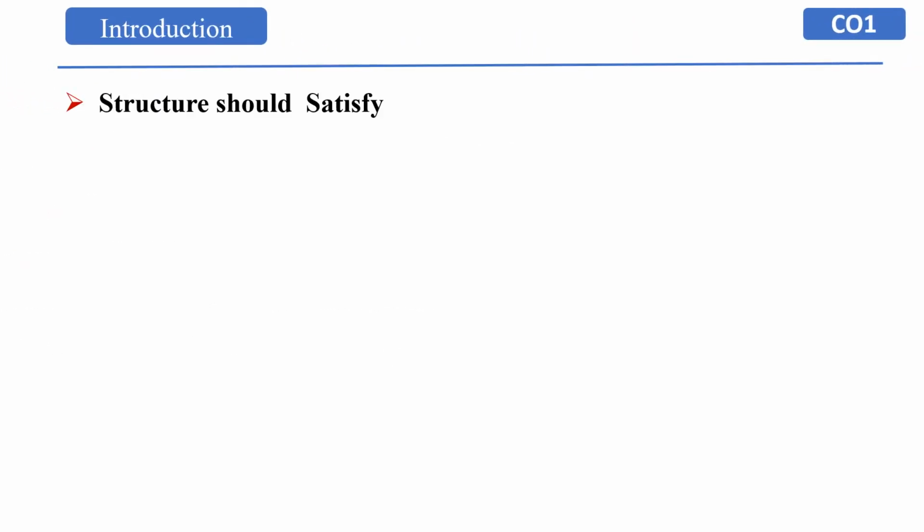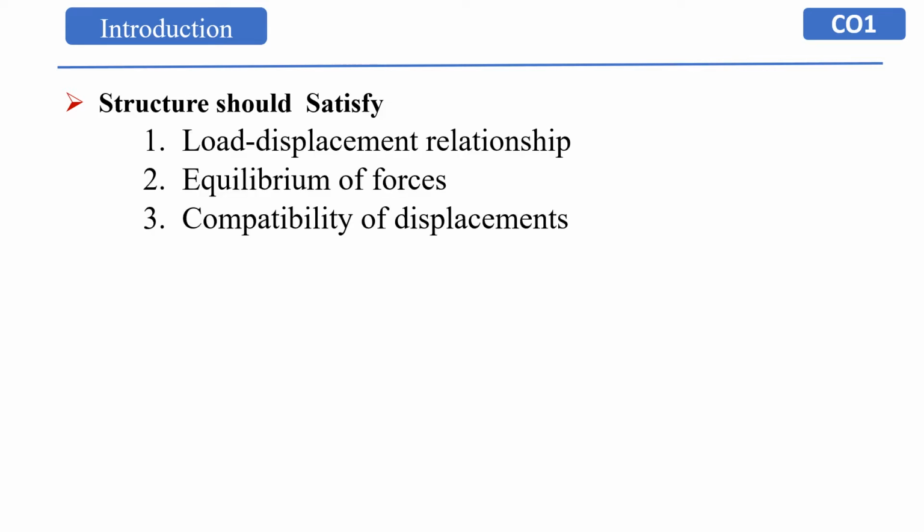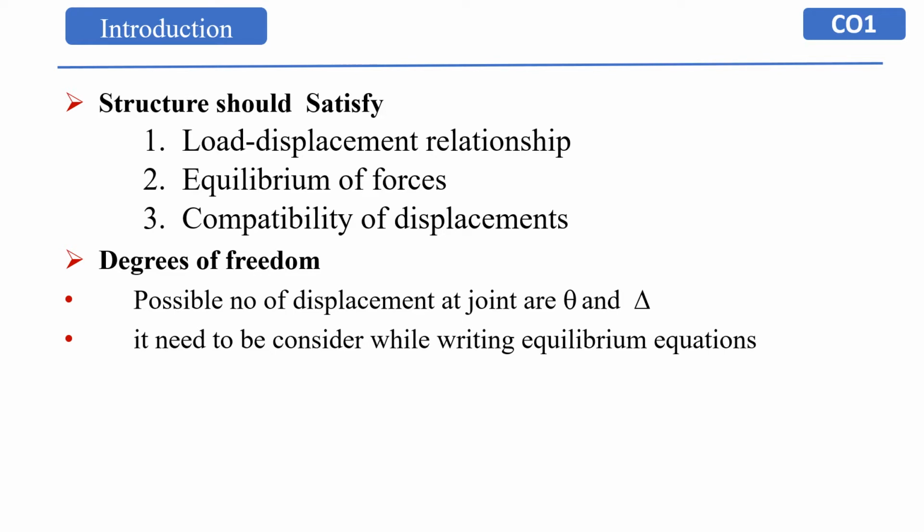Introduction. Structures should satisfy certain conditions. Whenever we design a structure, it should satisfy load displacement relationship, equilibrium of forces, and compatibility of displacements. So this is our basic need: the structure should satisfy these to remain in equilibrium condition. Then in slope and deflection equation we should understand degrees of freedom. Degrees of freedom are the possible number of displacements at a joint, namely rotation and displacement, and they need to be considered while writing equilibrium equations.